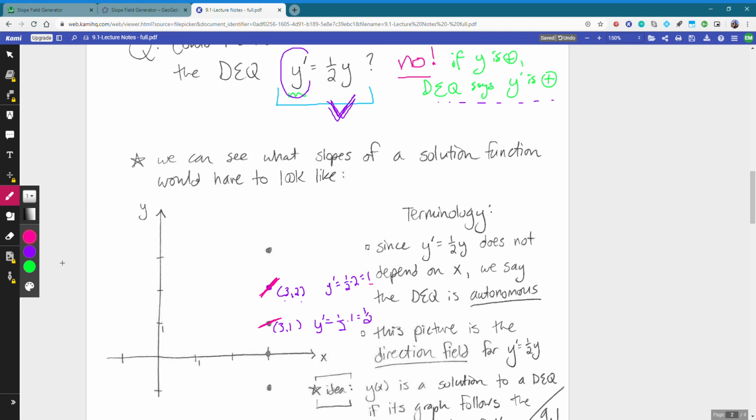All right, and similarly, if we plugged in this point here, 3, 0, well then y prime would be 1/2 times 0, which is 0, and so we'd actually have a horizontal tangent line there. Down here at 3, negative 1, y prime would have to be 1/2 times negative 1, which is negative 1/2. And so we actually would have a negative slope there.